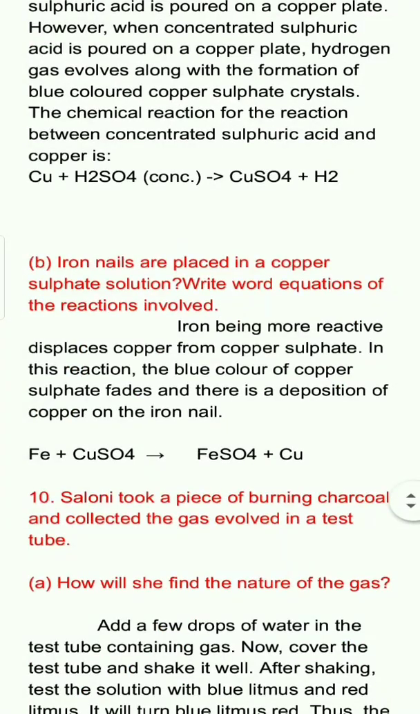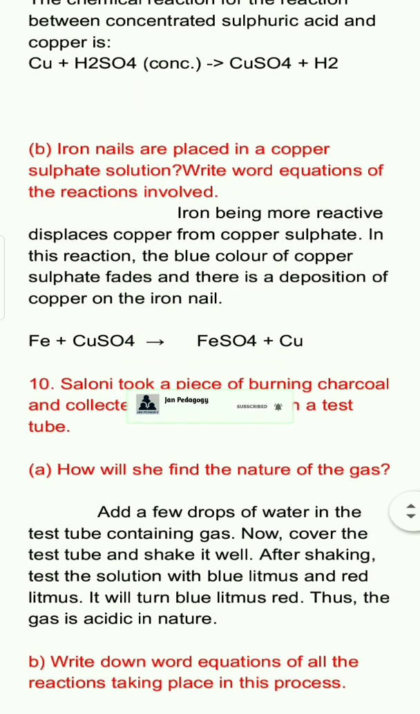B. Iron nails are placed in a copper sulfate solution. Write word equations of the reactions involved. Answer. Iron being more reactive displaces copper from copper sulfate. In this reaction, the blue color of the copper sulfate fades and there is a deposition of copper on the iron nail. Fe plus CuSO4 gives FeSO4 plus Cu. Fe is iron, CuSO4 is copper sulfate, gives iron sulfate plus copper.